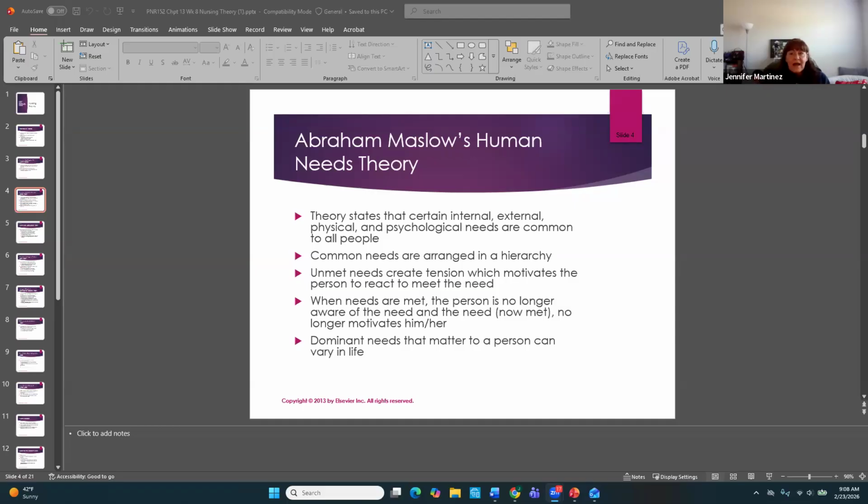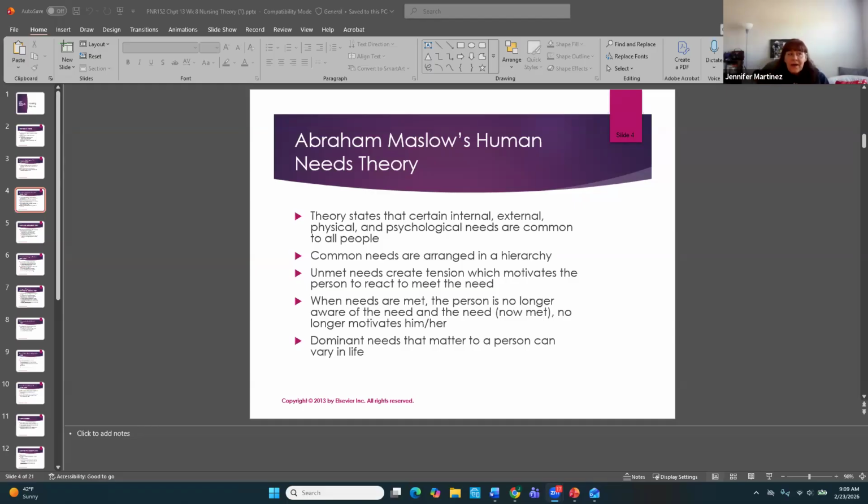And so if I don't have food or water or pain relief, right, then that is going to create tension. It's going to motivate me to try to meet those needs, to get those things. And then once I have them, I'm no longer aware that I need them, because the need is met. So that's not going to motivate me to keep going there.